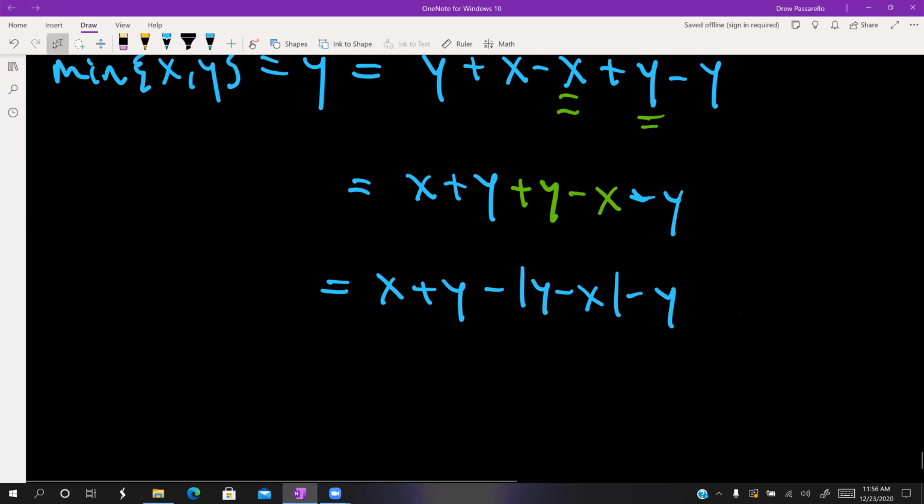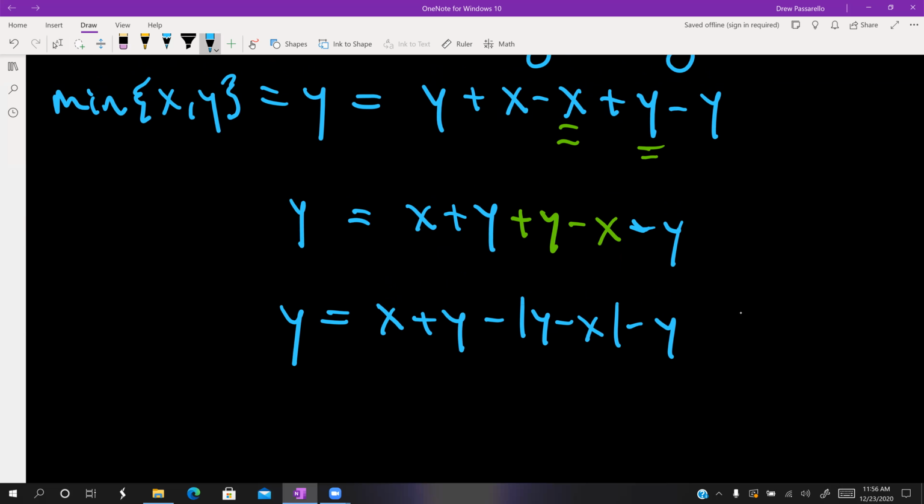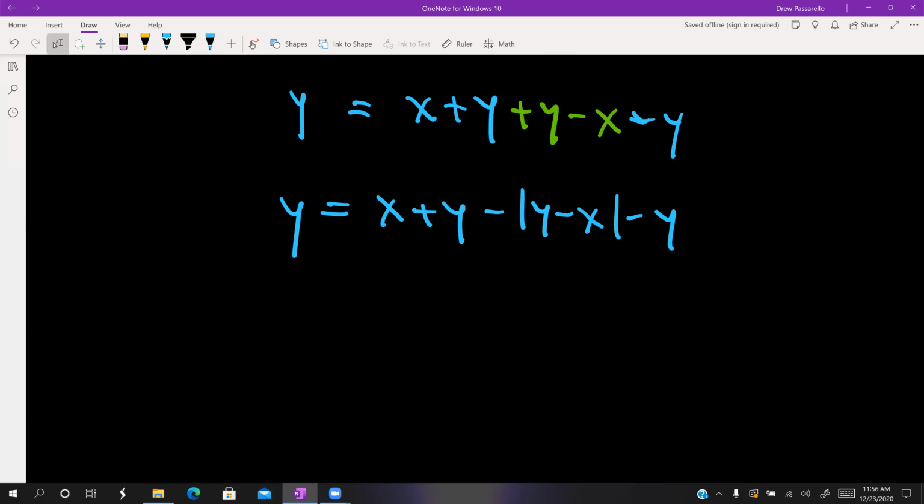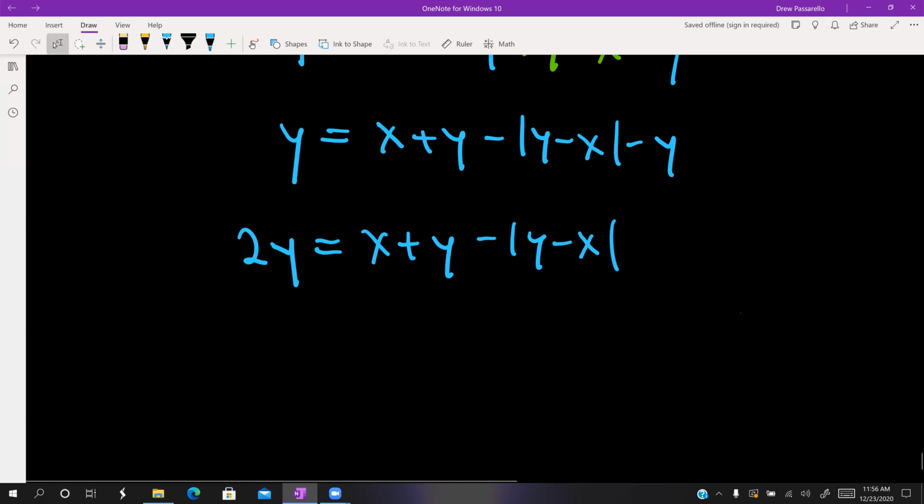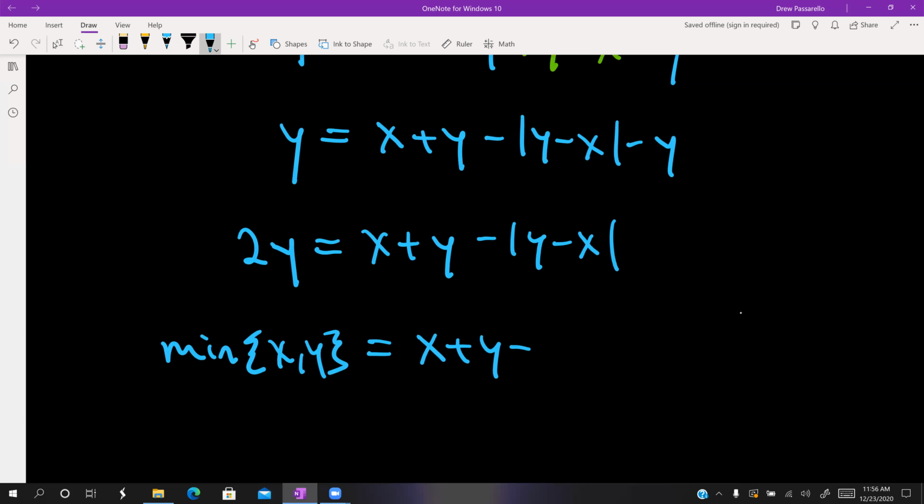So all of this, again, we know the left side's y. So we add y to both sides, so you have 2y. And that's the min. And you divide by 2. So dividing by 2 and noting that y is the min, then you have the min of x and y equaling x plus y minus the absolute value of y minus x over 2. All right, and that takes care of that.